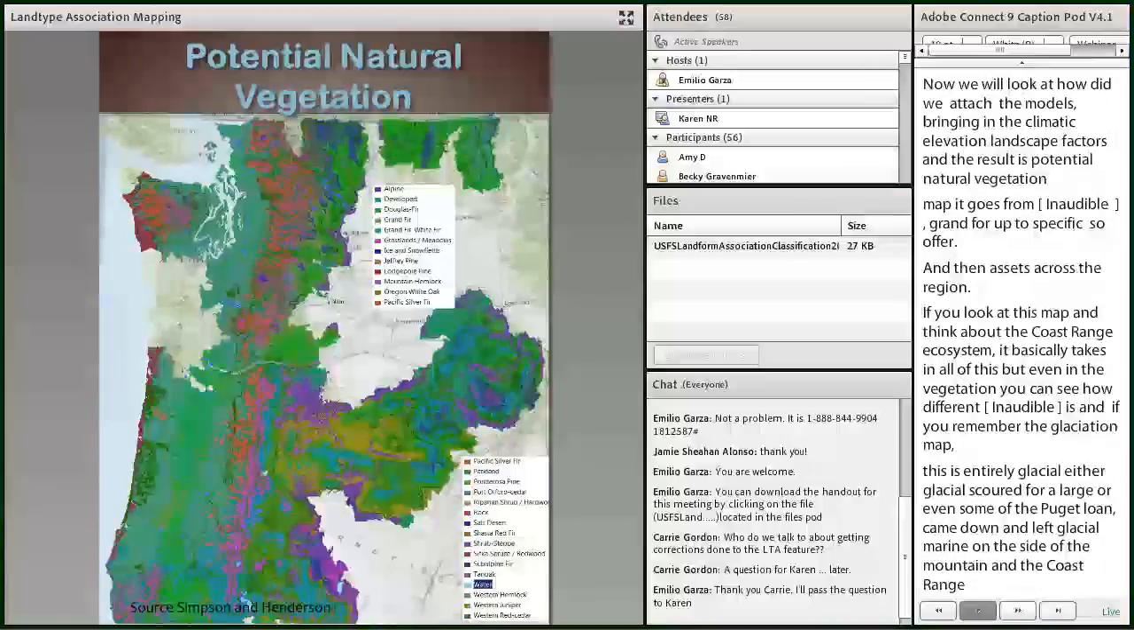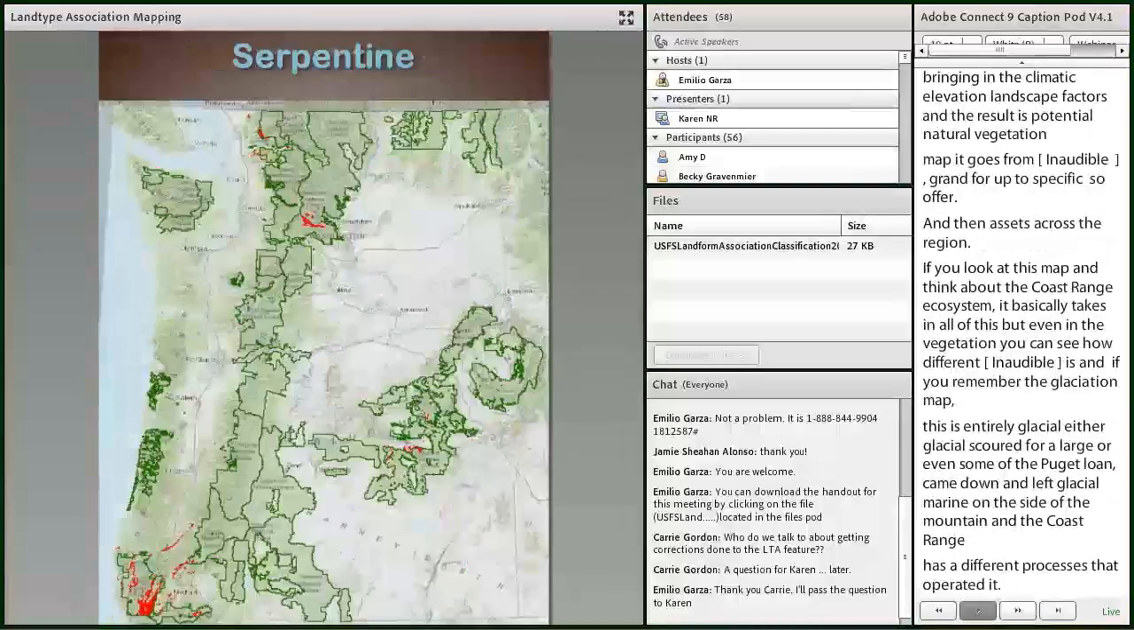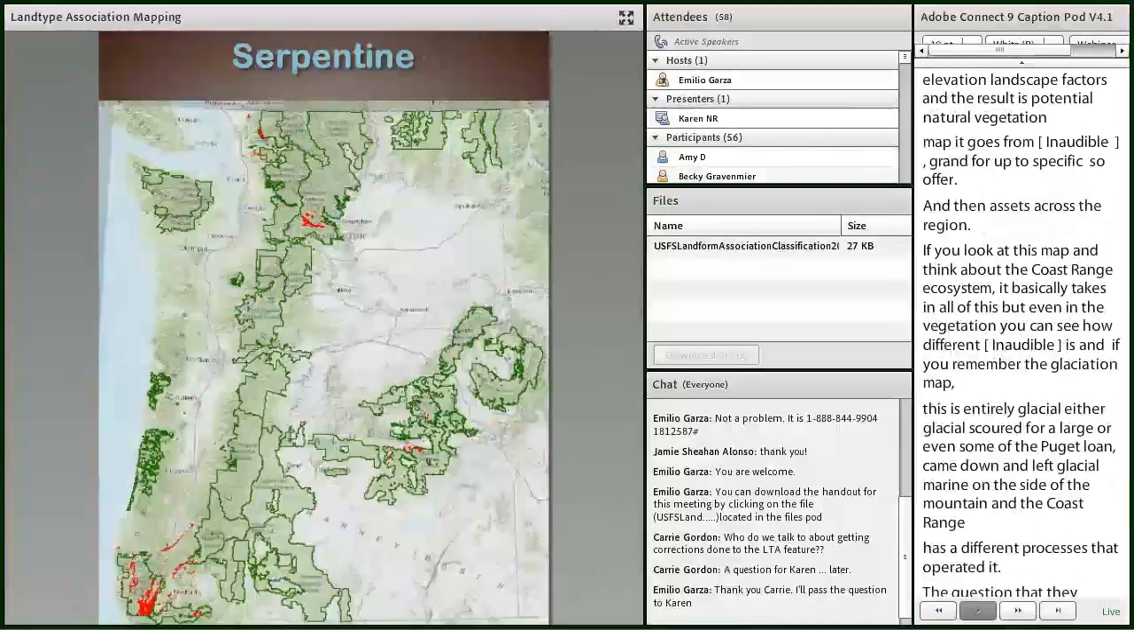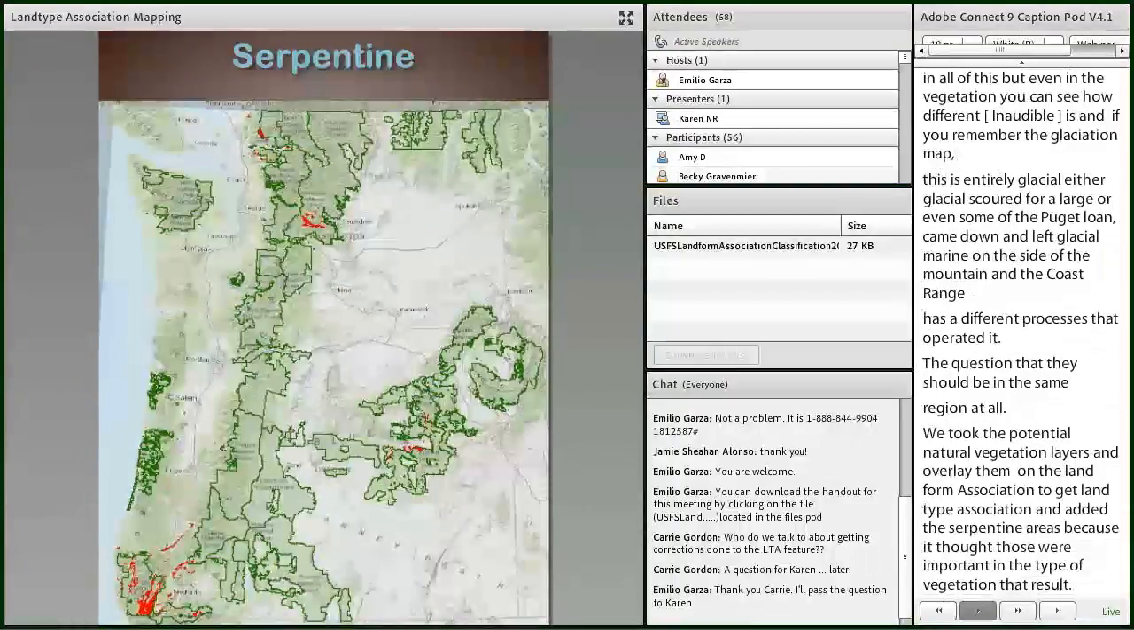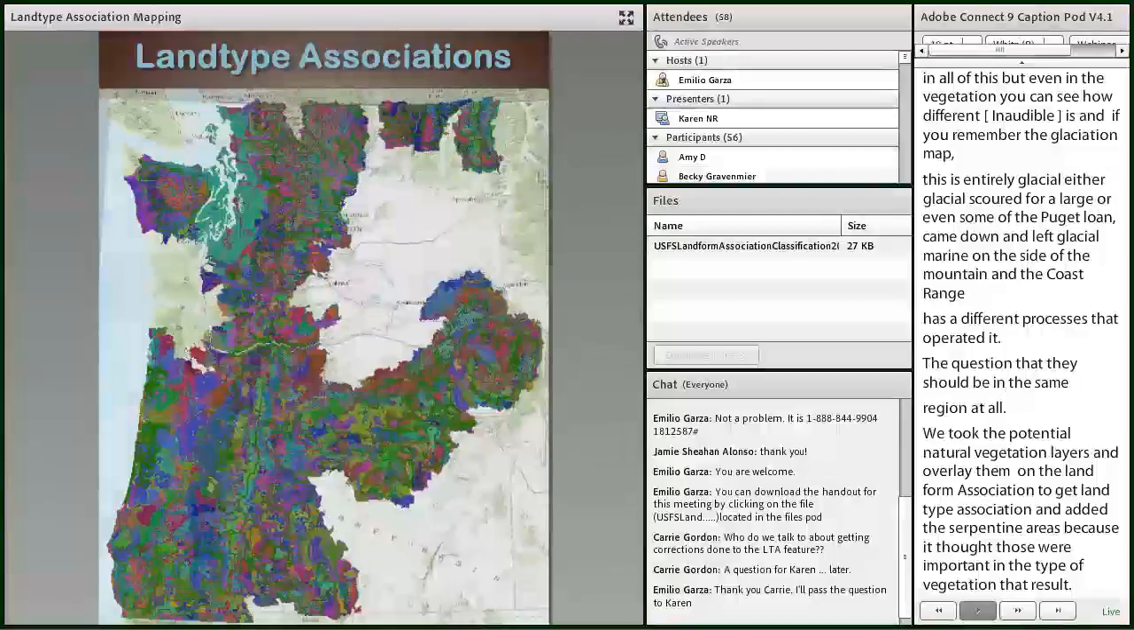So we took these potential natural vegetation layers and overlaid them on the landform associations to get land type associations. And then we added the serpentine areas because I thought those were really important in the type of vegetation that results. I won't say that every one of these will have the clear serpentine vegetation with the calcium and magnesium imbalance, but they have the potential to. They may be masked by some erosion or landslides, but these are the areas you would focus on if you're doing plant surveys.